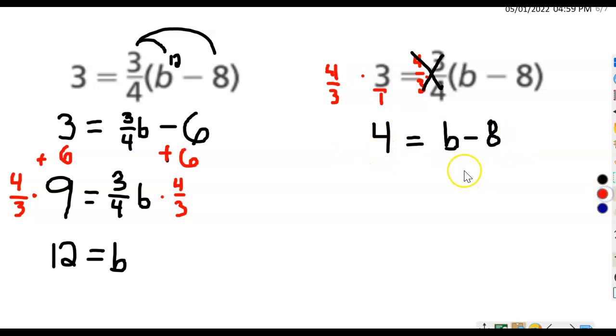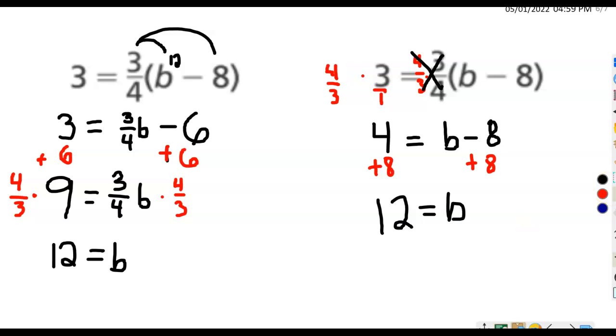Let's go ahead and do our last step. And there's no coefficient here, so we just have to add 8 on both sides. So we have 12. And that's what we have right there. So we end up having the same solution. We just went about it a different way.